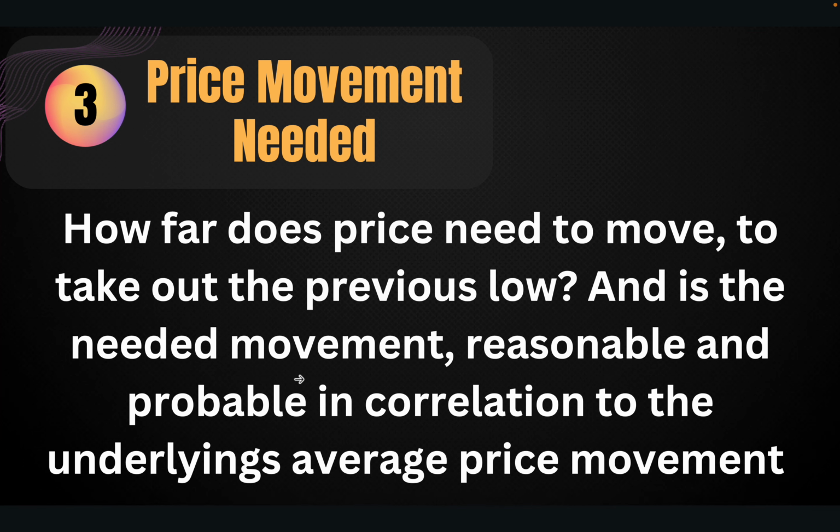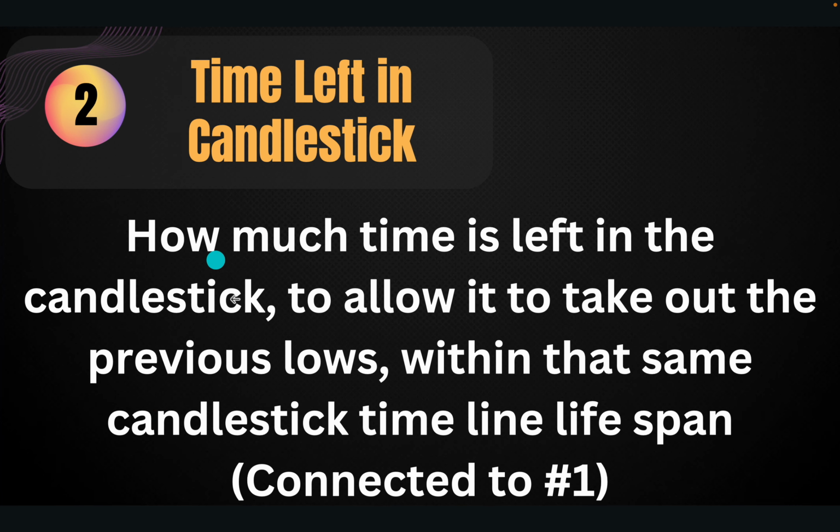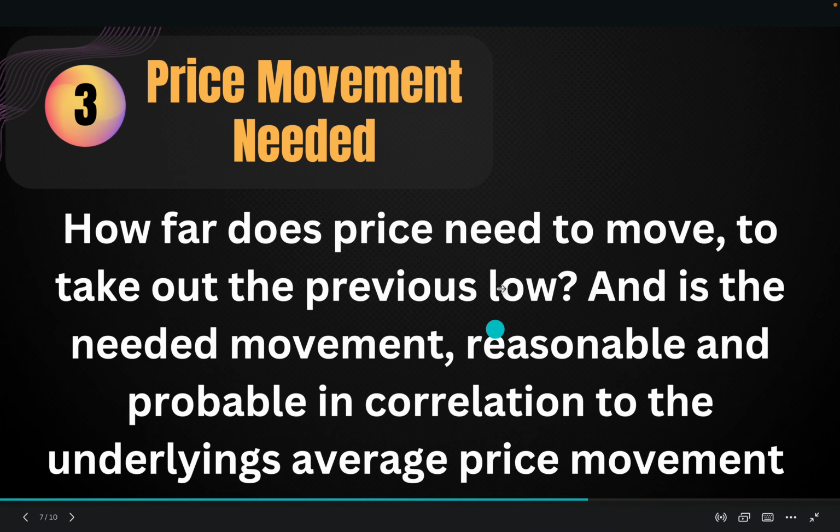So after we take into account number 1, all right, we triggered, let's say we're looking at a weekly. We triggered 2 up on Monday, and then we reversed on Monday. Cool. There's check mark number 1. Number 2, how much time is left? Well, damn, we have Tuesday, Wednesday, Thursday, and Friday to try to take out the opposite end of the range. Now, how much does price need to move to take out the opposite end of the range?